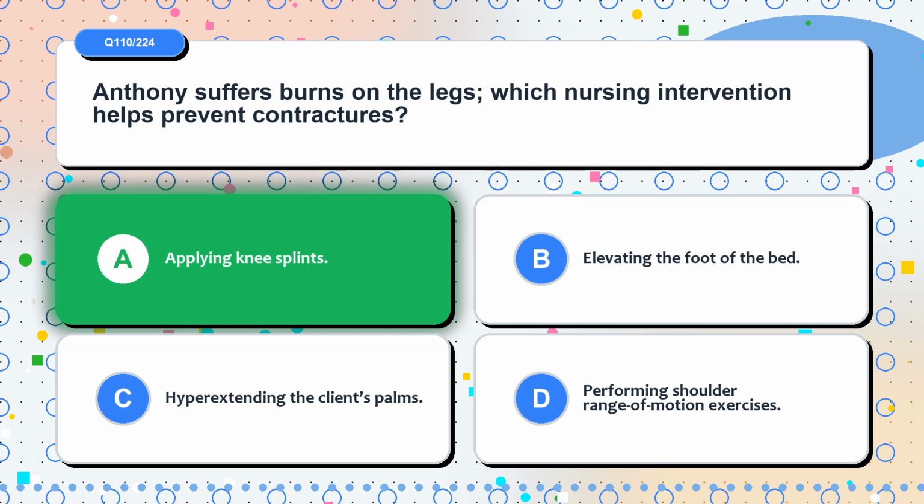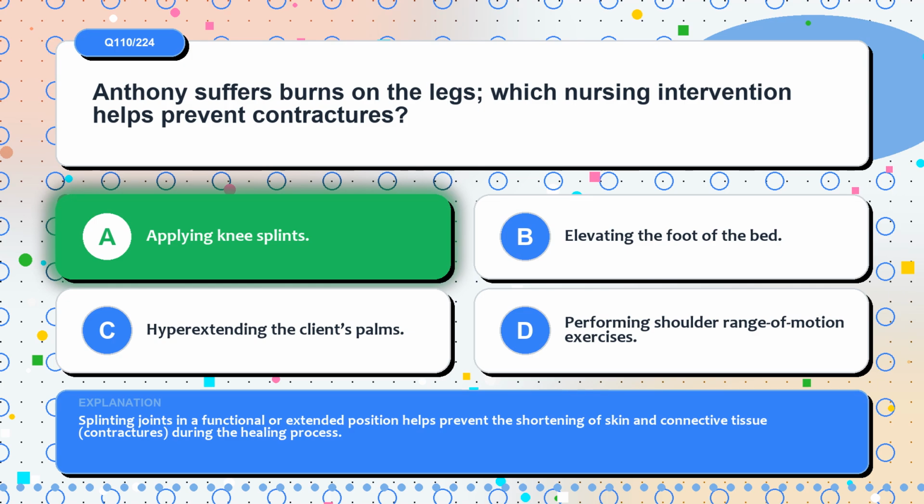The correct answer is option A. Applying knee splints. Splinting joints in a functional or extended position helps prevent the shortening of skin and connective tissue, contractures, during the healing process.